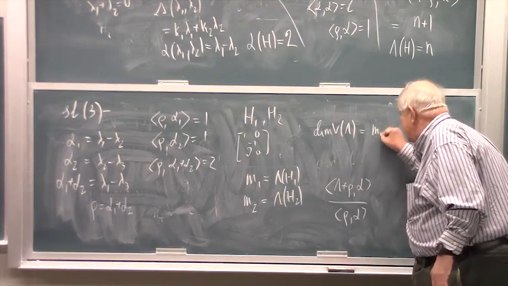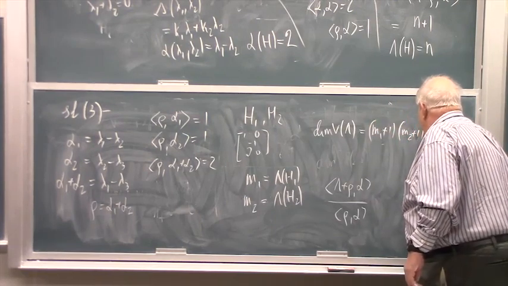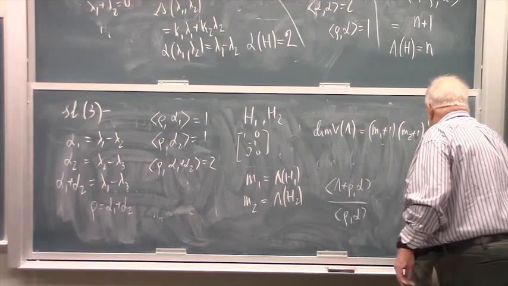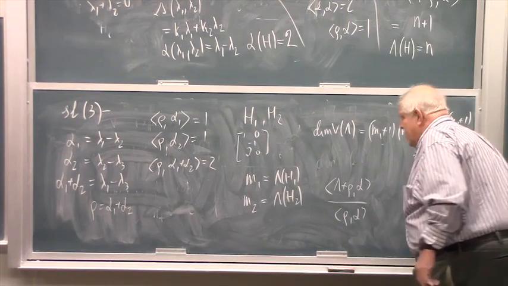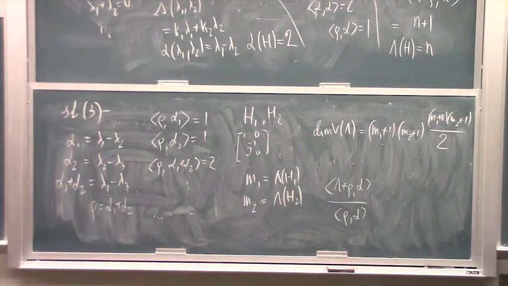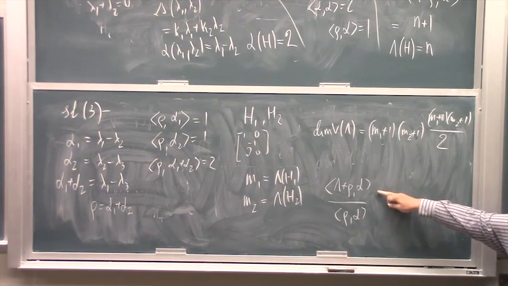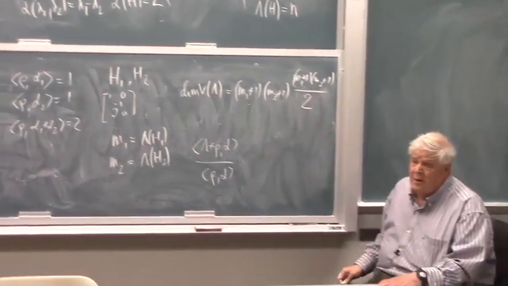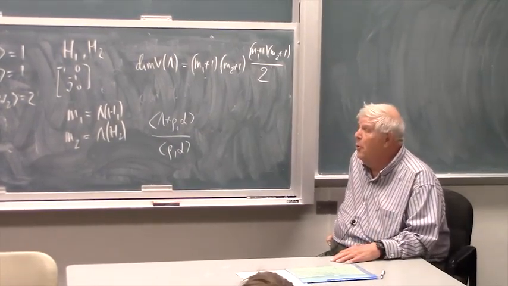Let me just write it. And if you believe, this is the following thing. This is lambda plus rho alpha 1. This is m for alpha 2. This is for alpha 1 plus alpha 2. And we divide by 2 because the rho of alpha 1 plus alpha 2 is 2.